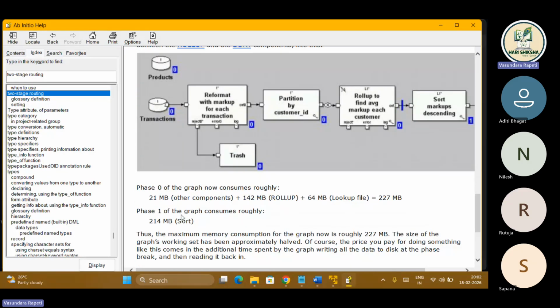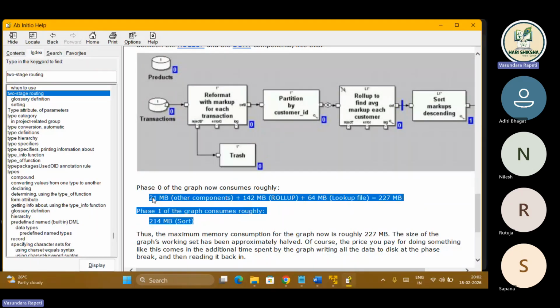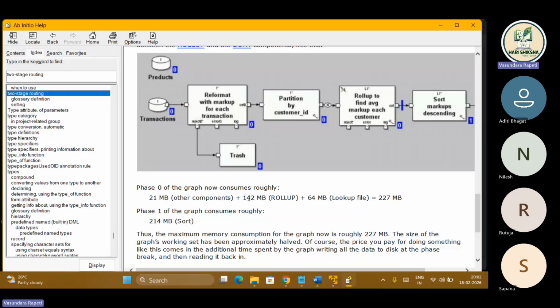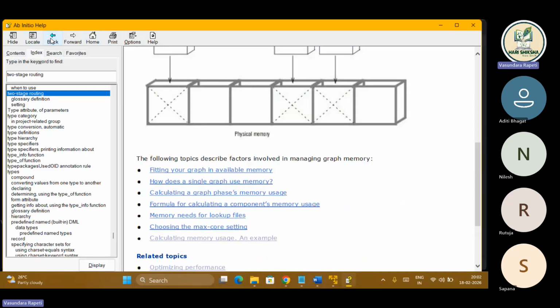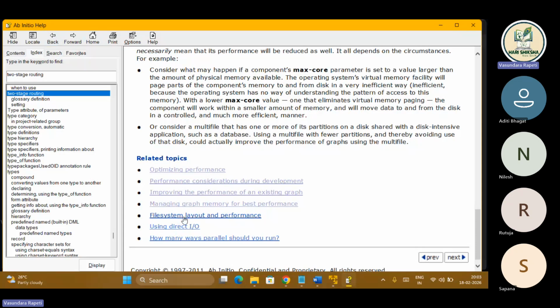So from where do this 214 and 142 come? Is it clear, guys? This memory calculation? Is it clear? This is for two rollups. And this is for two sorts. 100 plus 7, 107 into 2. This is 64 plus 7, 71 into 2. So this is how we roughly calculate a graph's memory. Sometimes they ask the question of how to calculate the memory of the graph.